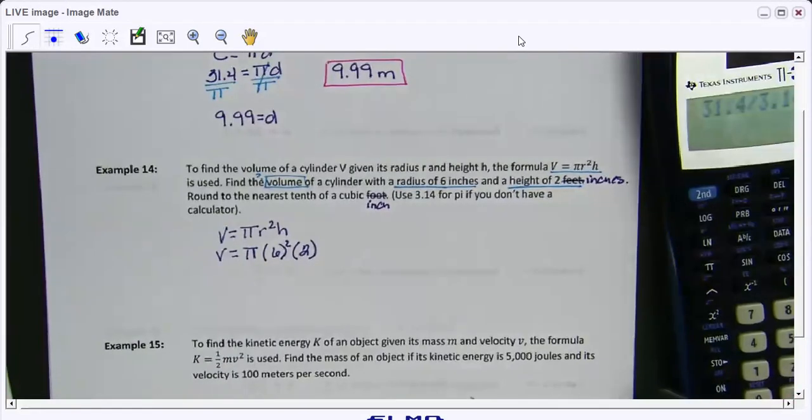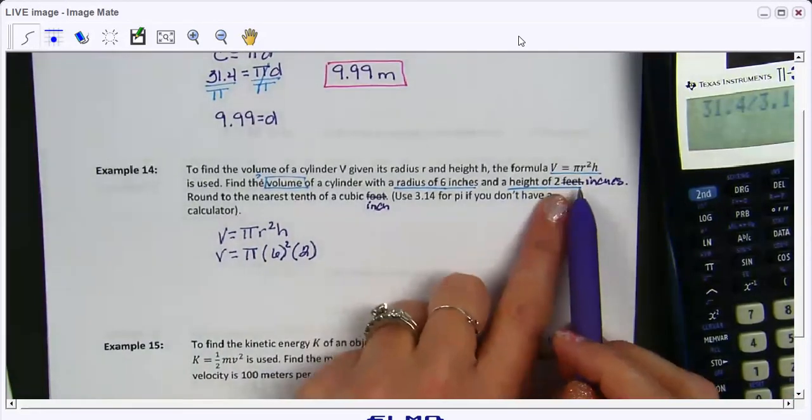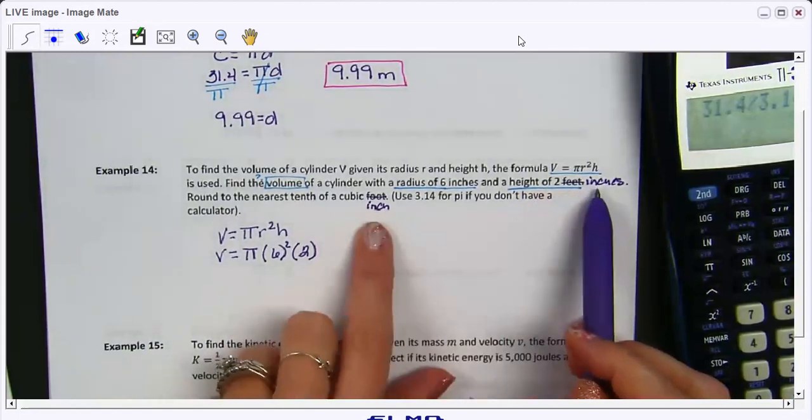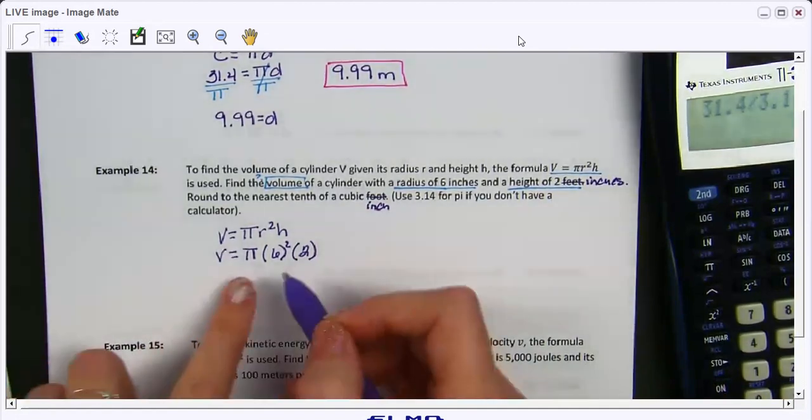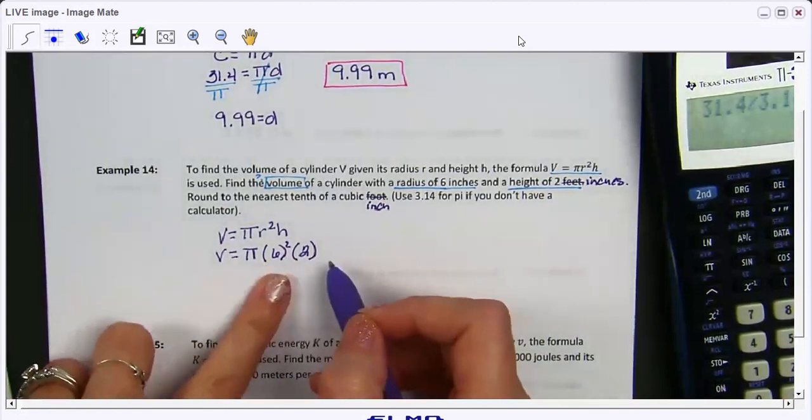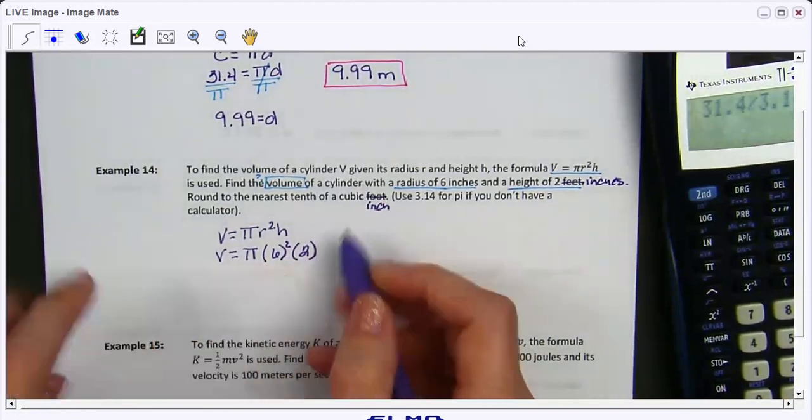Okay, so there was a mistake on this problem. Change feet to inches on both of these. And then this is how it should be set up. Once you set this up, you can go ahead and start solving.